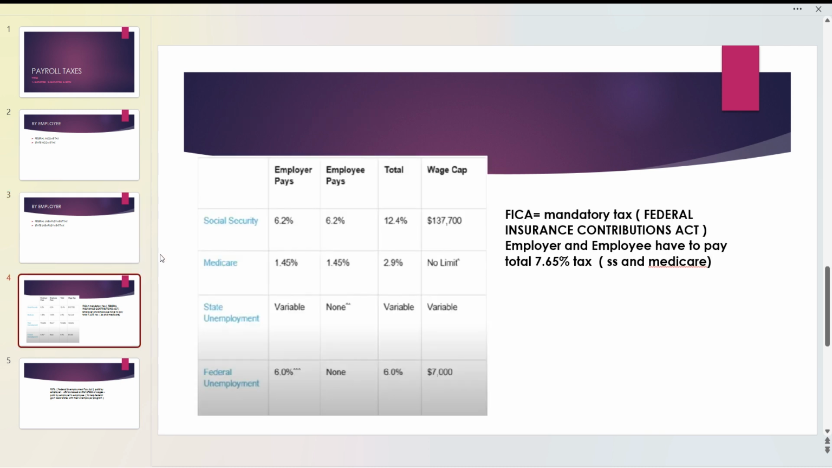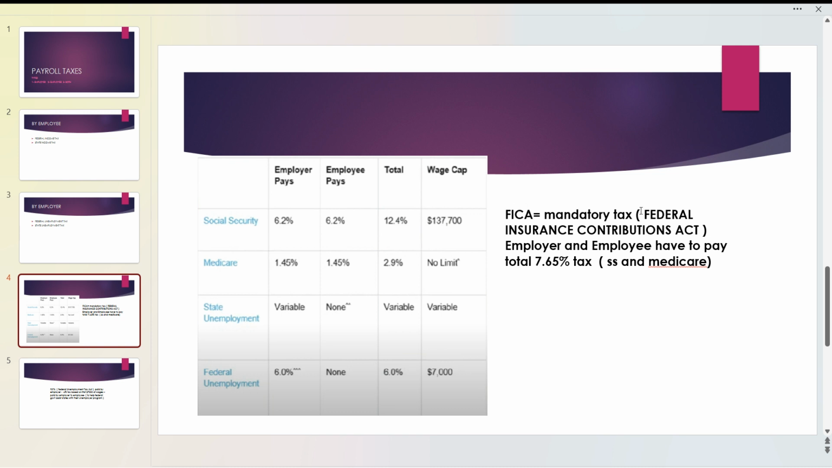Moving ahead, from this graph, we can see that 7.65% is a mandatory tax which is contributed by the employer and the employee towards Social Security and Medicare. This is a fixed tax which both employer and employee have to pay. And this is being mandated by a FICA law.